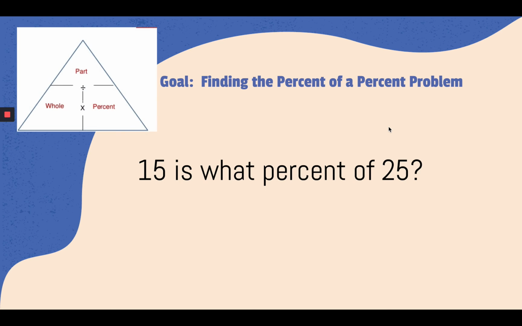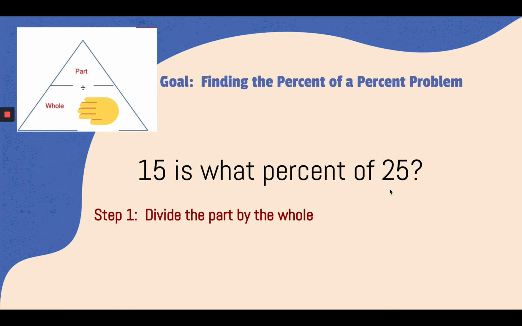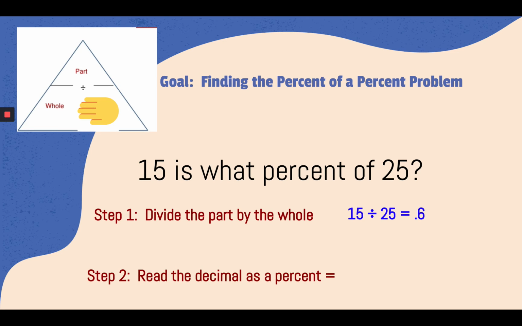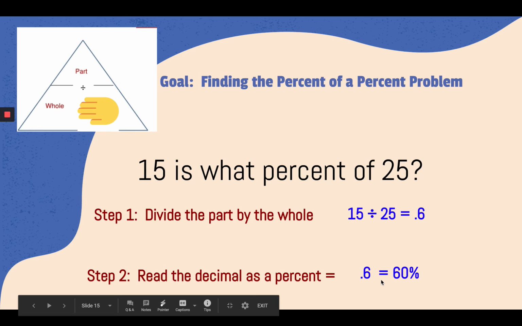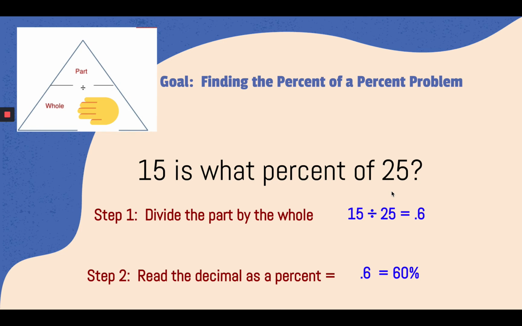If you remember your triangle, cover up what you're looking for, which is percent. It's part divided by whole. So 15 divided by 25, and that gives me an answer of 0.6. The second step is you just have to read that 0.6, which is a decimal, as a percent. So remember, you move it 2 to the right, and 0.6 is 60%. So we did part 15 divided by 25, and we just had to know that 0.6 meant 60%.